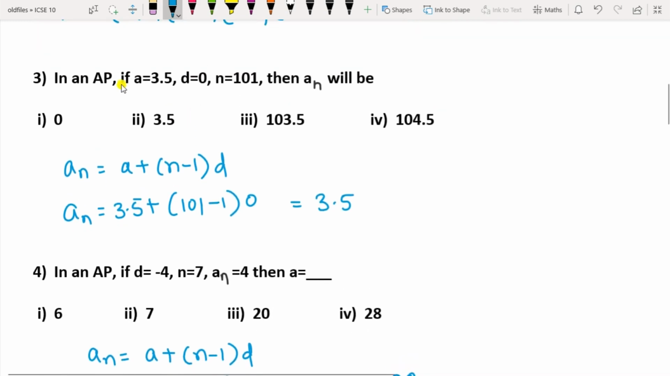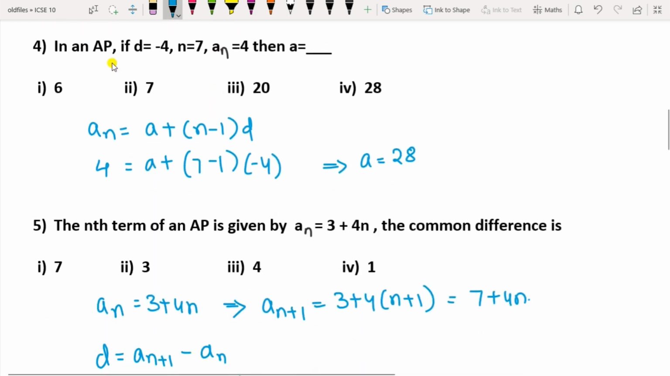In an AP, if A is 3.5, D is 0, N is 101, then you have to find An. So you know the formula for An is A plus (n minus 1)D. Substitute values of A as 3.5, N as 101 and D as 0. So this whole becomes 0, therefore An is 3.5. So option 2 is the correct option.